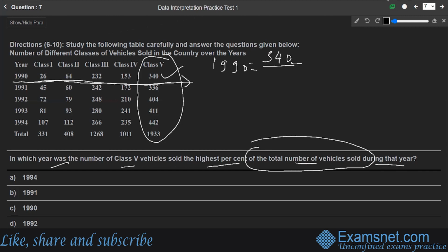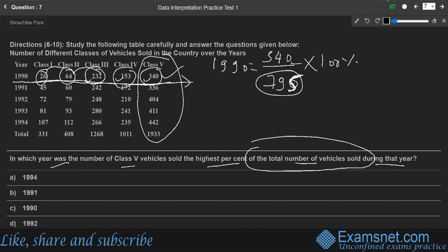So clearly we'll have to add these numbers: 26 plus 64 plus 233 plus 153 plus 340, and write that total here. If you do it, it becomes 6 plus 4 is 10, plus 2 is 12, plus 3 is 15, plus 0 is 15, plus 0 is going to be 5, and the carry will be 1. 1 plus 2 is 3, plus 6 is 9, plus 3 is 12, plus 5 is 17, plus 4 is 19, that is 9 here. 1 is the carry. 1 plus 2 is 3, plus 1 is 4, plus 3 is 7. So 340 by 795 into 100%. This is the data for the year 1990.